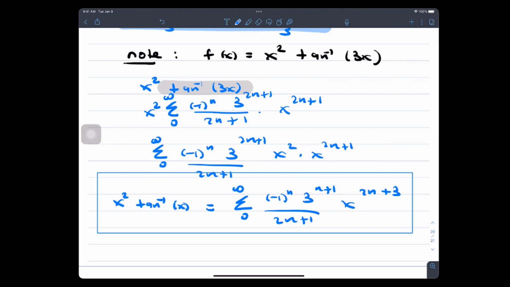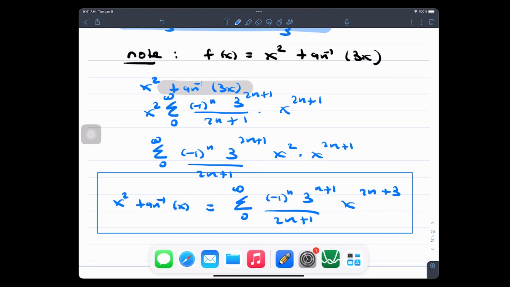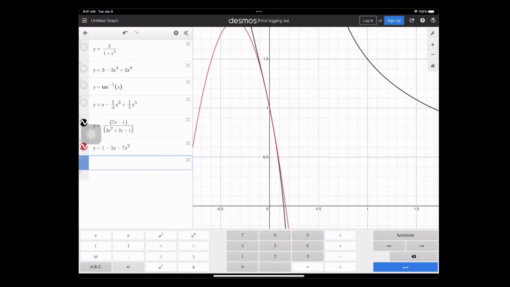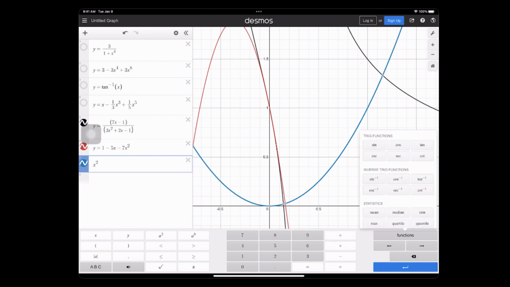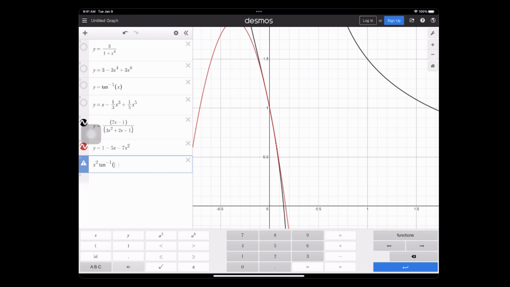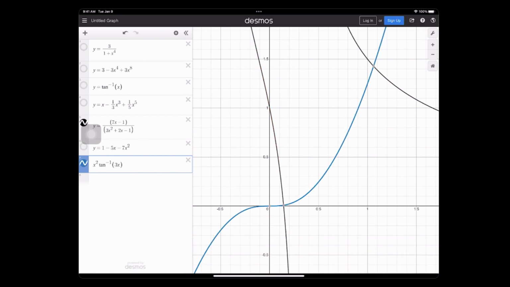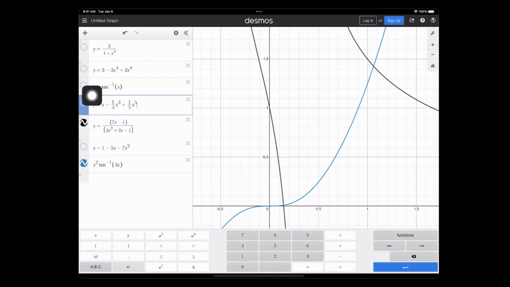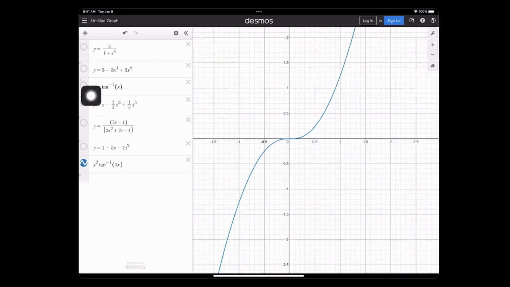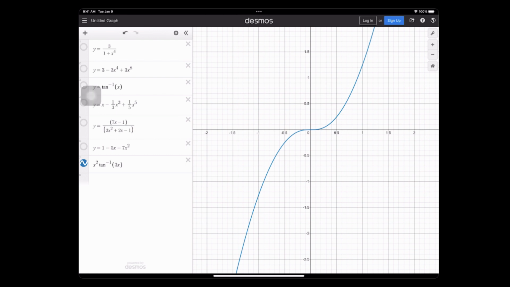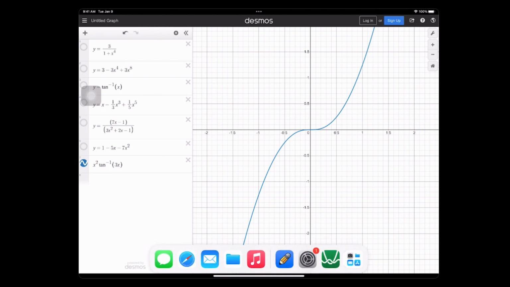So I mean, you might say, wow, I'm not going to go into decimals. I'm just kind of curious here. X squared inverse tangent 3x around 0. I mean, that's the curve. It's kind of interesting. It looks like a polynomial. We can, if we did, I mean, I might.